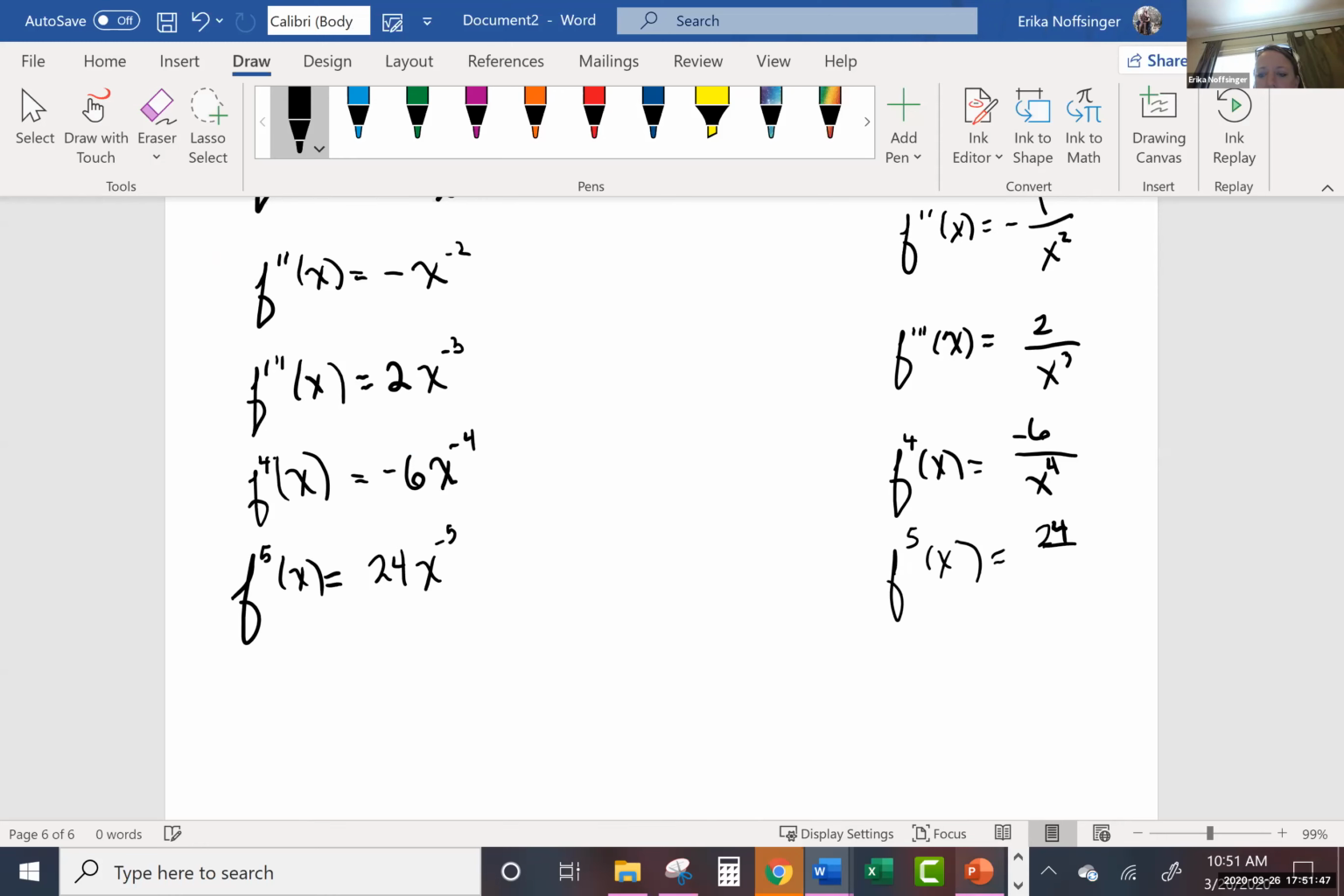Okay, so 24 all over x to the 5th. So you see some pattern helping, maybe we should do one more. So 24 times negative 5, and it might have helped if I had written it out each time. So that's negative 120, x to the negative 6.